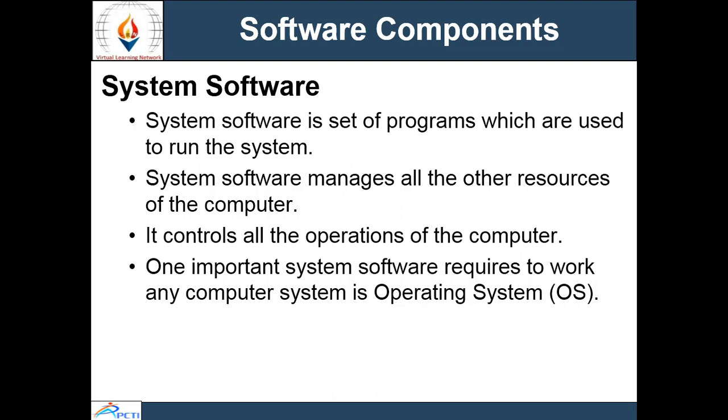One important system software required to work any computer system is the operating system. Operating system is one of the most important system software. An operating system, commonly called OS. OS is system software which acts as an interface between a user and computer hardware. It also acts as a bridge between application programs and the computer hardware.